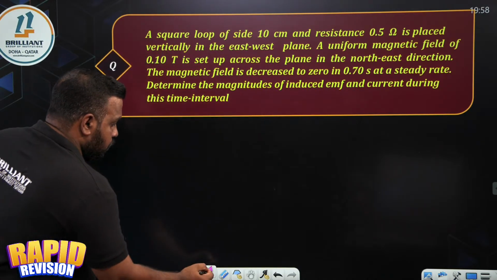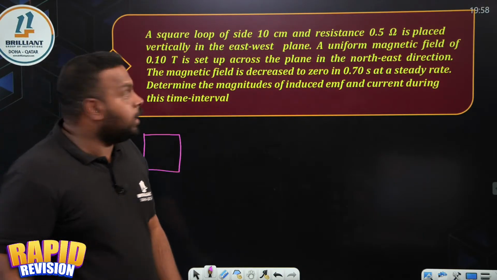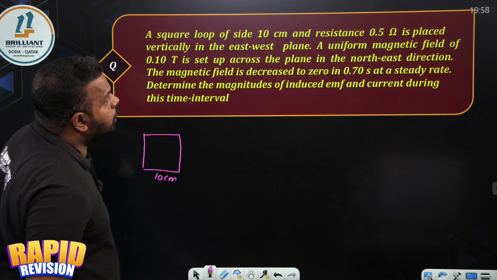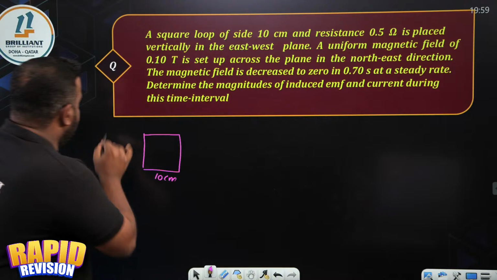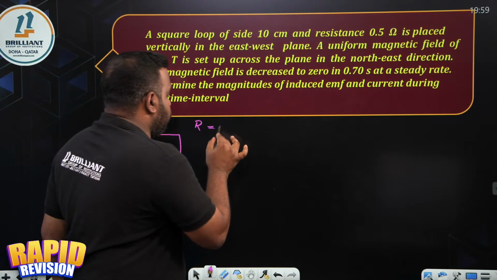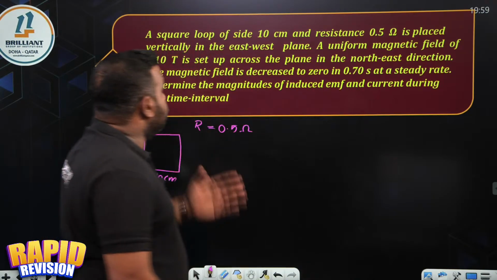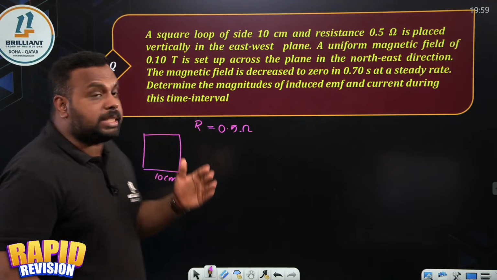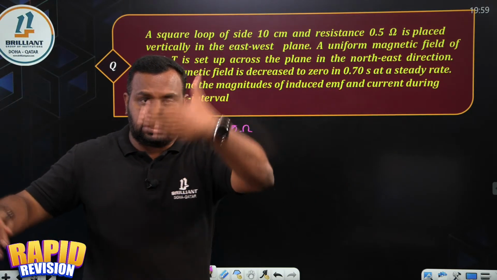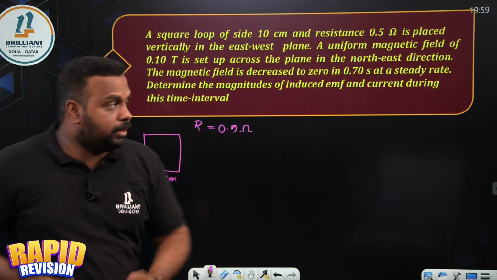There is a square loop. Side is 10 centimeter, given. Resistance also is given. R is equal to 0.5 ohm. Placed vertically in east-west plane. So just bring that idea in your mind. You can take east on the left side and west on the other. So it is placed vertically in the east-west plane, like this. We are placing the coil like this.